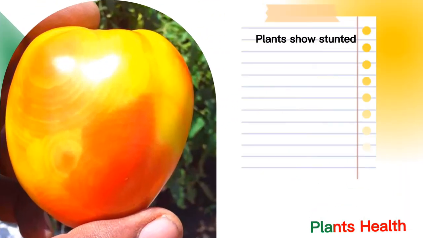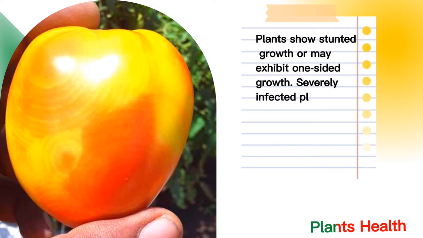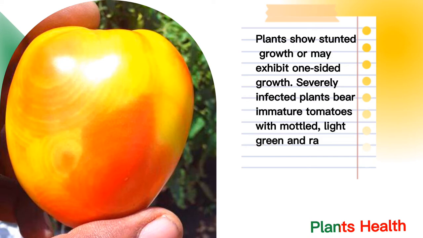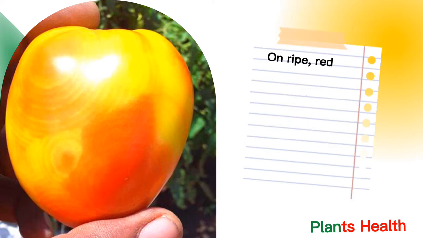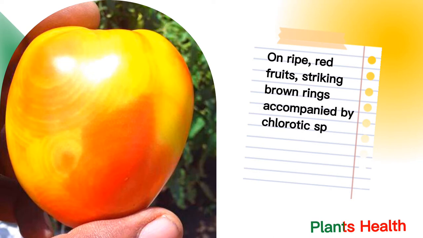Plants show stunted growth or may exhibit one-sided growth. Severely infected plants bear immature tomatoes with mottled, light green and raised centers. On ripe, red fruits, striking brown rings accompanied by chlorotic spots and blotches make fruits unmarketable.